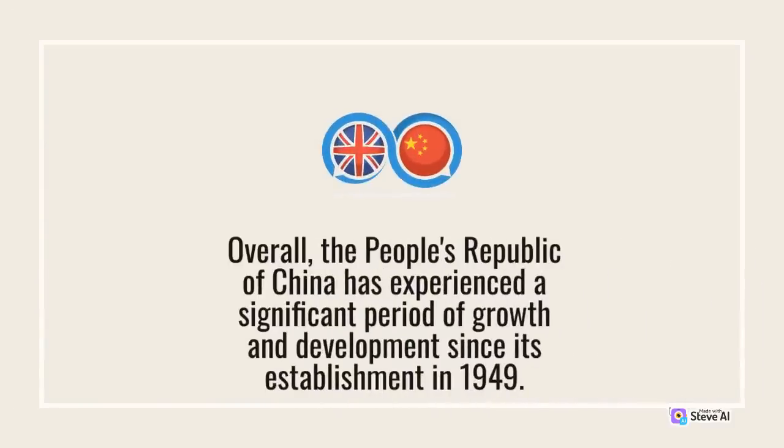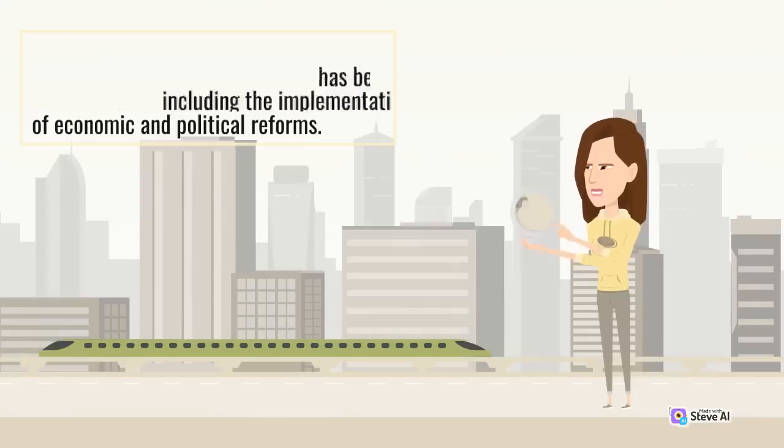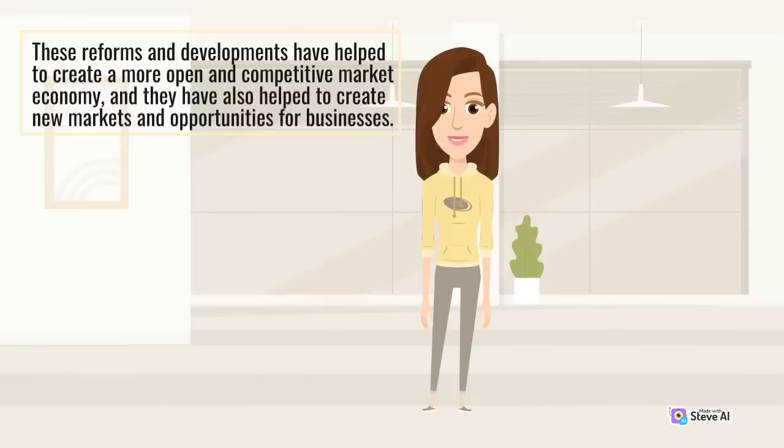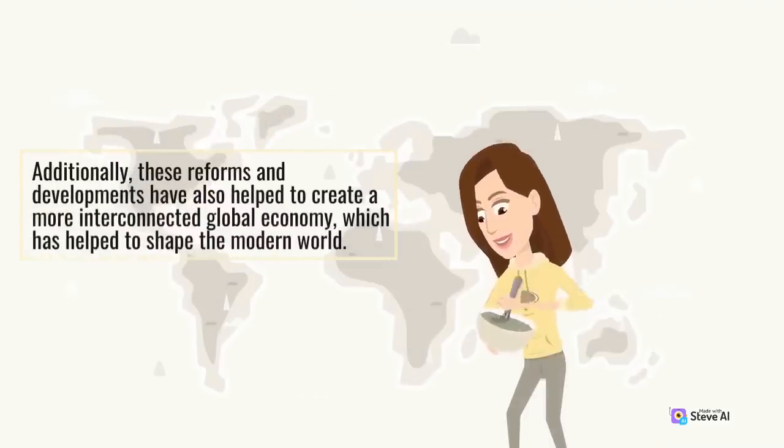Overall, the People's Republic of China has experienced a significant period of growth and development since its establishment in 1949. This has been driven by the implementation of economic and political reforms. These reforms and developments have helped to create a more open and competitive market economy, and they have also helped to create new markets and opportunities for businesses. Additionally, they have also helped to create a more interconnected global economy, which has helped to shape the modern world.